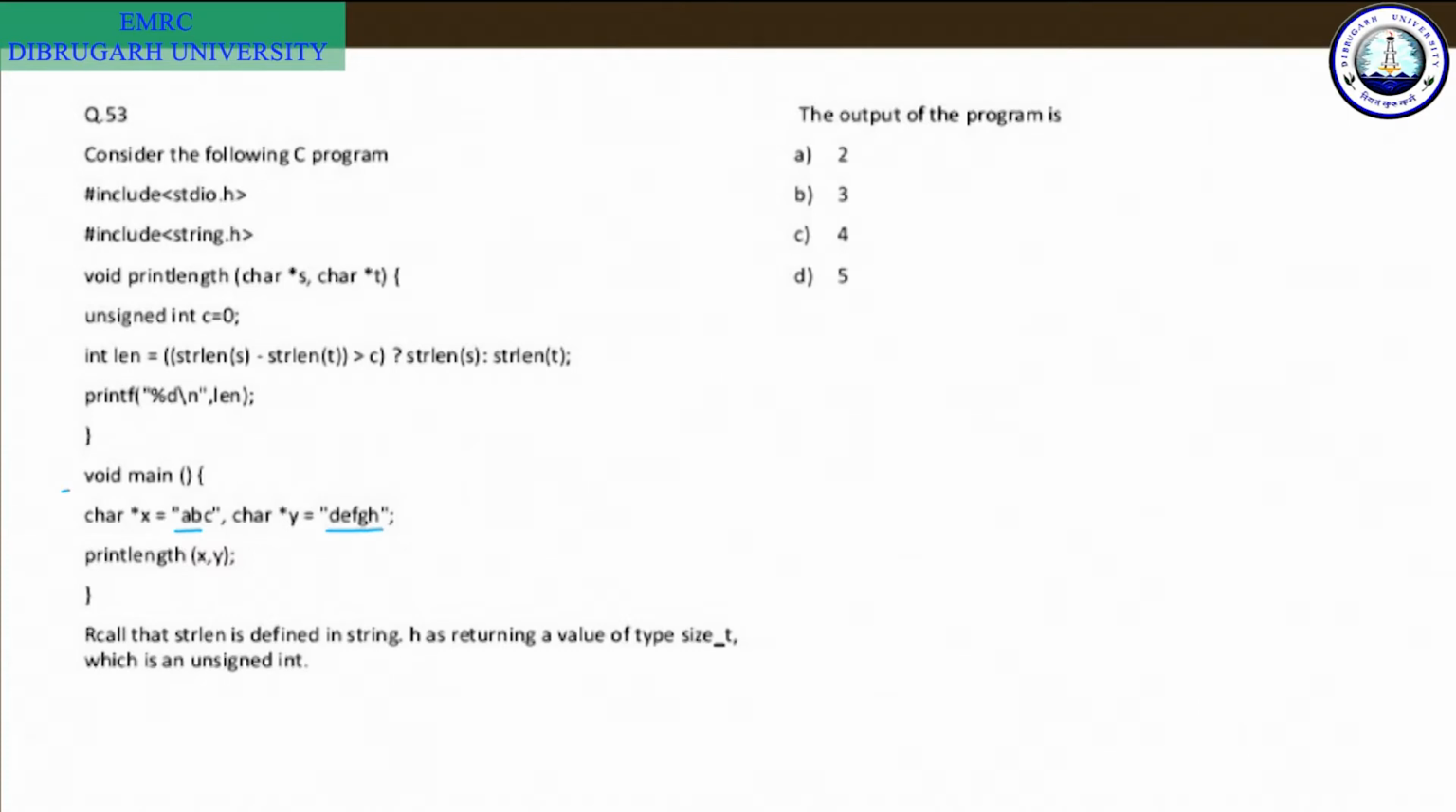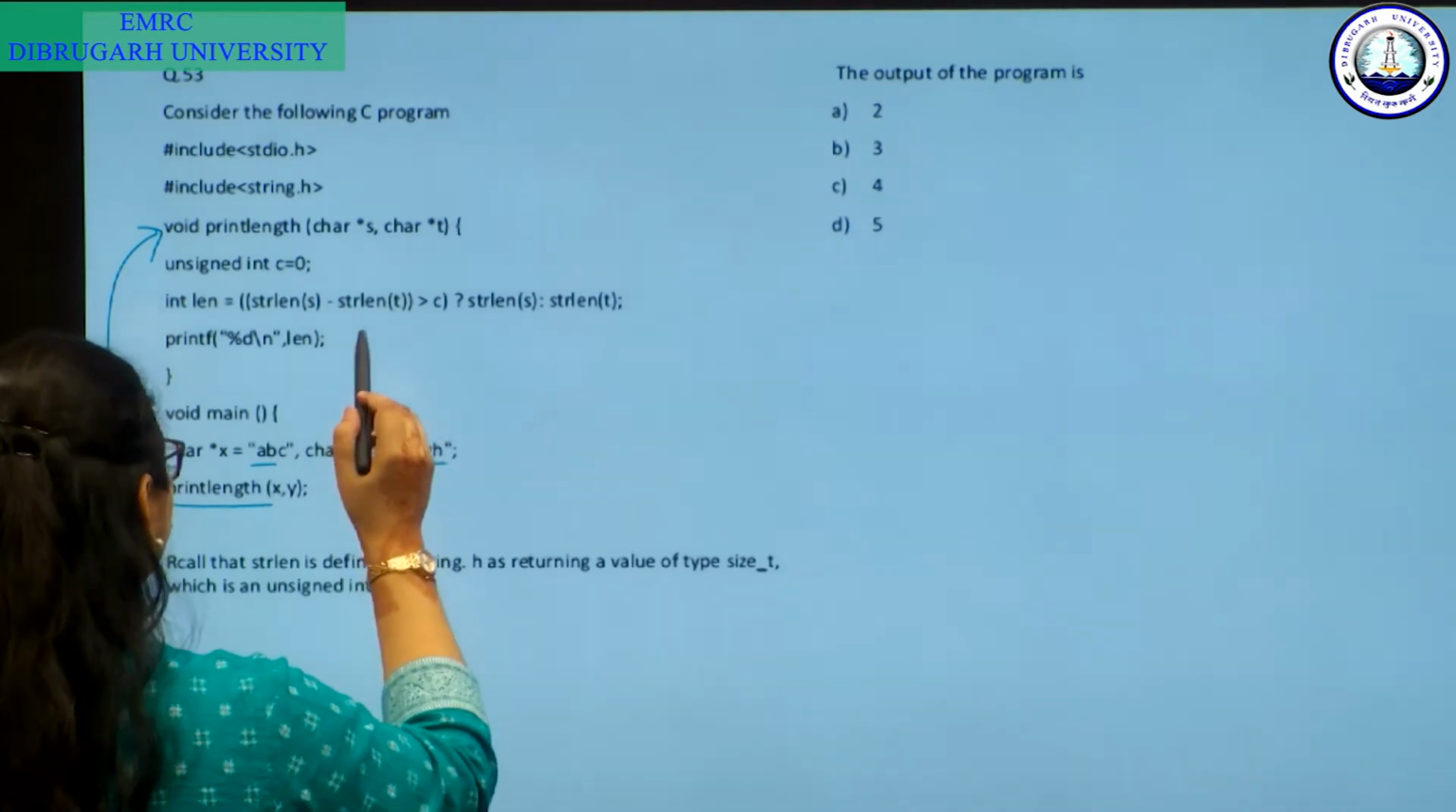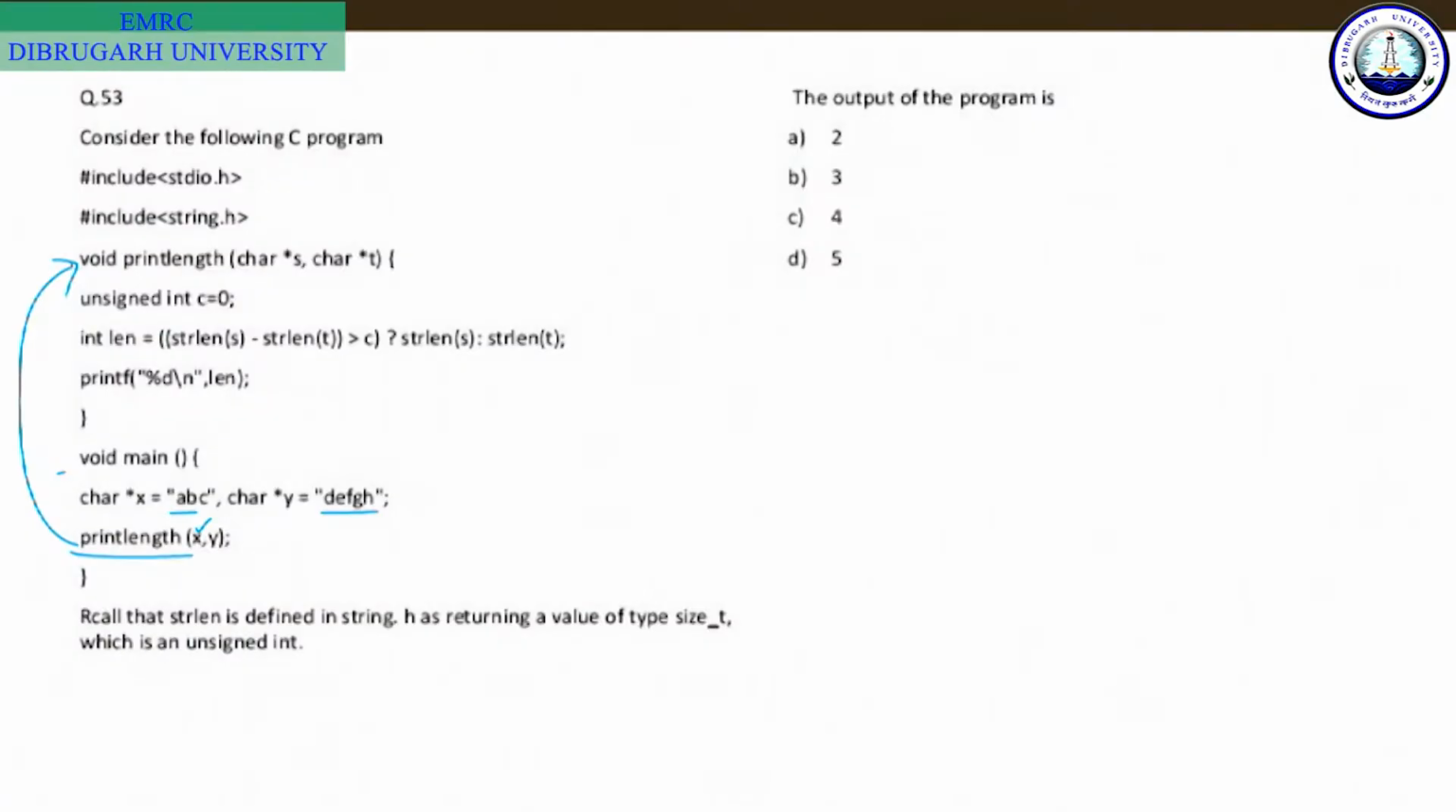After that, this print length function is being called, and this is the function definition of print length. Here x is equal to this one and y is equal to this one, right. The variable C is declared and initialized to 0. So we have to find out the length, and the formula they had given is string length S. So what is your S? Here this S is x.